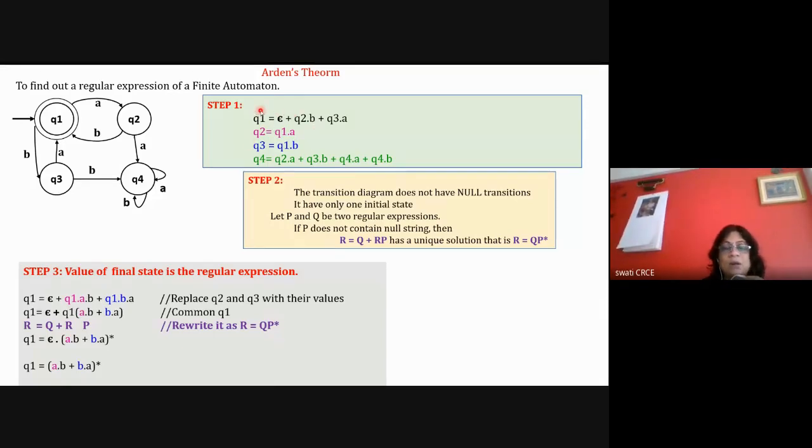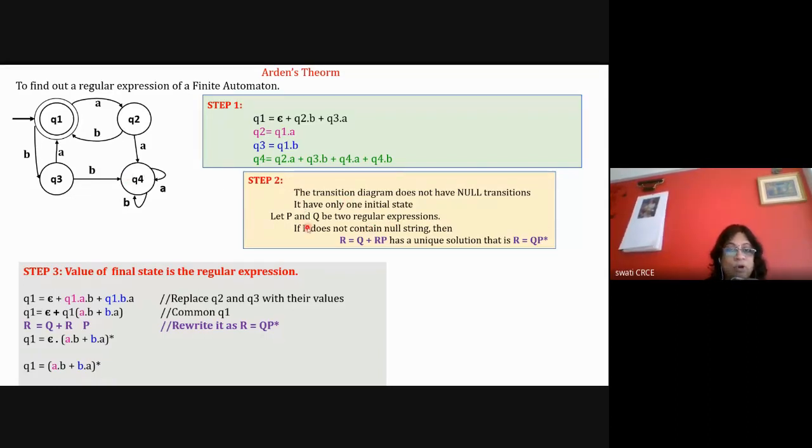Now, this step 2 you have to write down in each and every problem. What we are writing about is Arden's theorem. What is Arden's theorem? Arden's theorem assumes that the transition diagram does not have null transitions. It has only one initial state. So we can apply Arden's theorem to solve this problem.